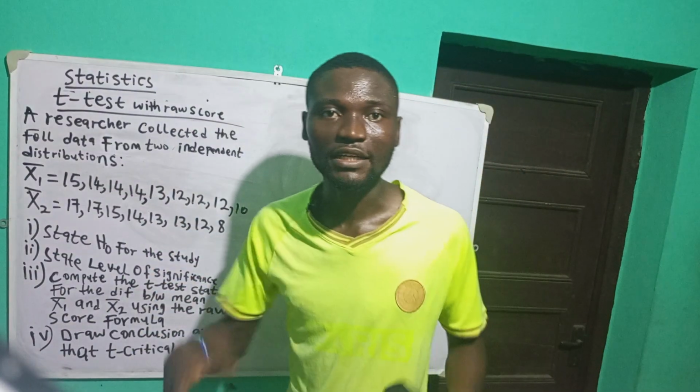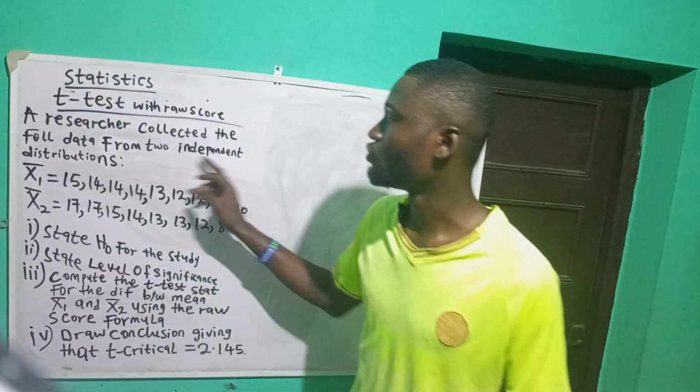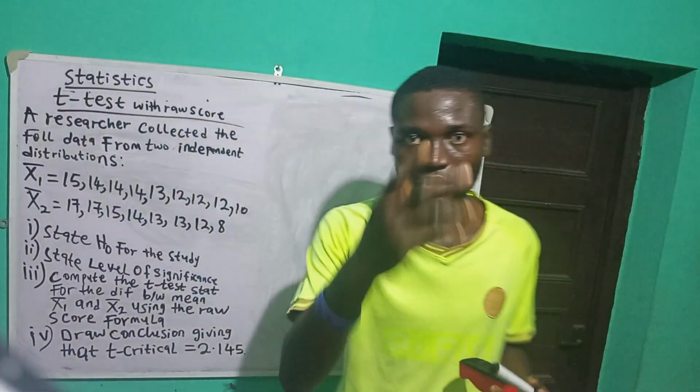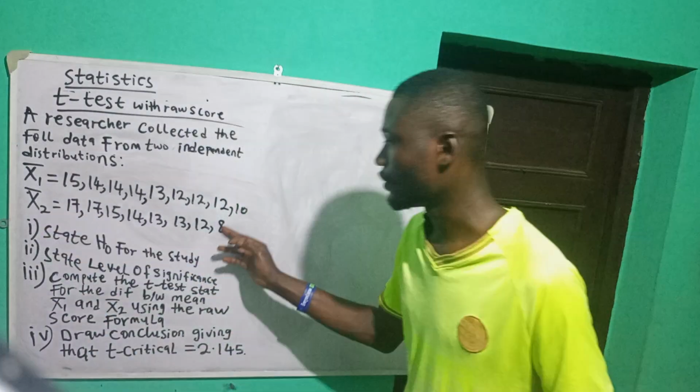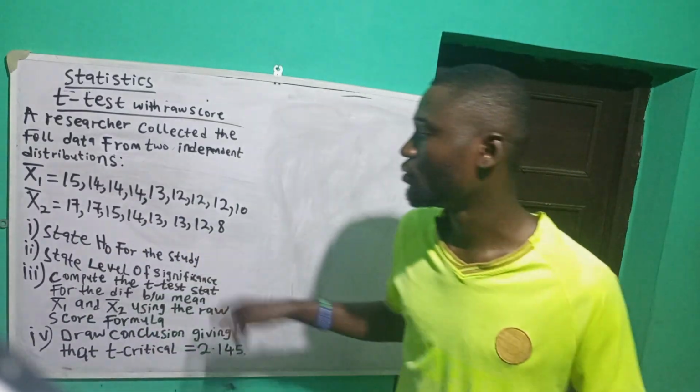Today we'll talk about t-test with raw score. A researcher collected the following data from two independent distributions. This is the first score for the data that the researcher collected, and this is the second score for the set of data that the researcher collected. We are asked to, the first question is to state the null hypothesis.